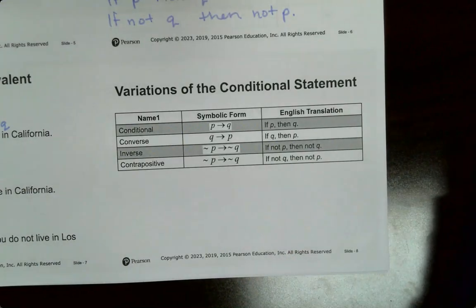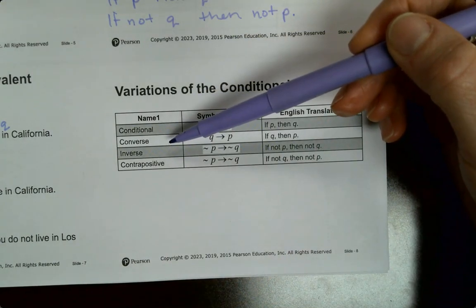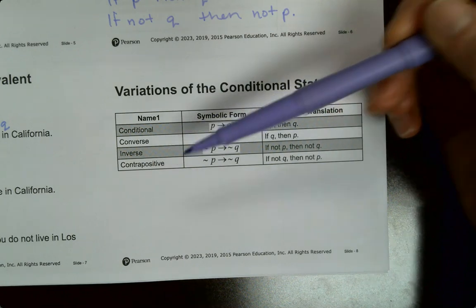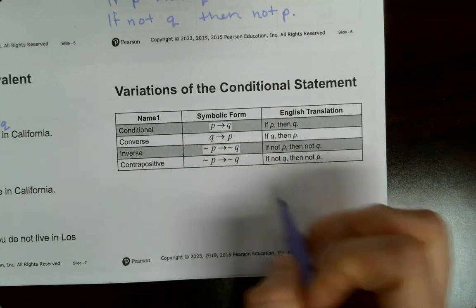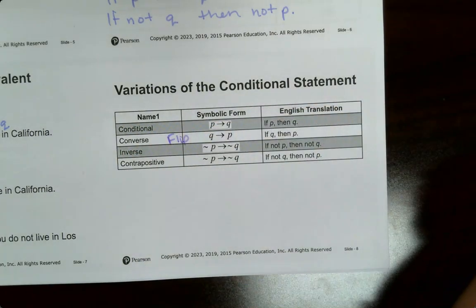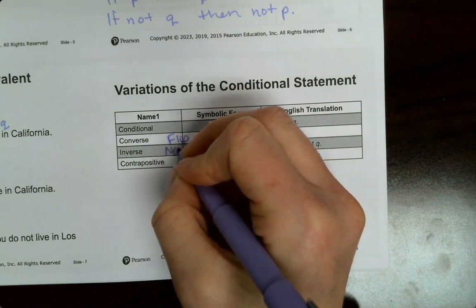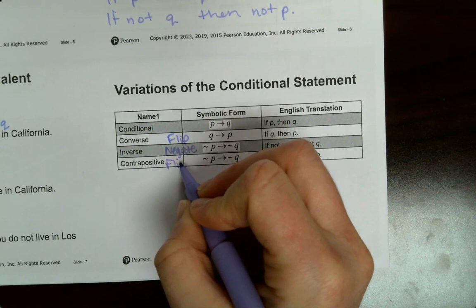Here is all of them on one page. So we have the conditional, the converse, the inverse, and the contrapositive. The conditional is just your if P, then Q. The converse is when you flip them. The inverse is when you negate them. And the contrapositive is when you flip and negate.